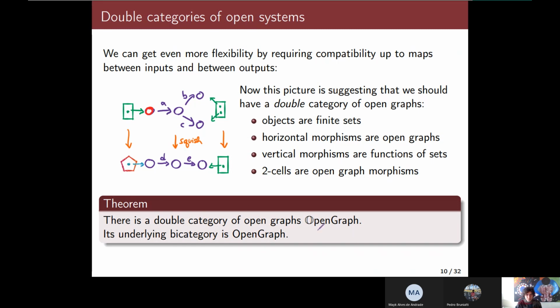There is a double category of open graphs, and to every double category we can create a bicategory, again by quotienting something out, and its underlying bicategory is open graphs. So this is like that red open graph.